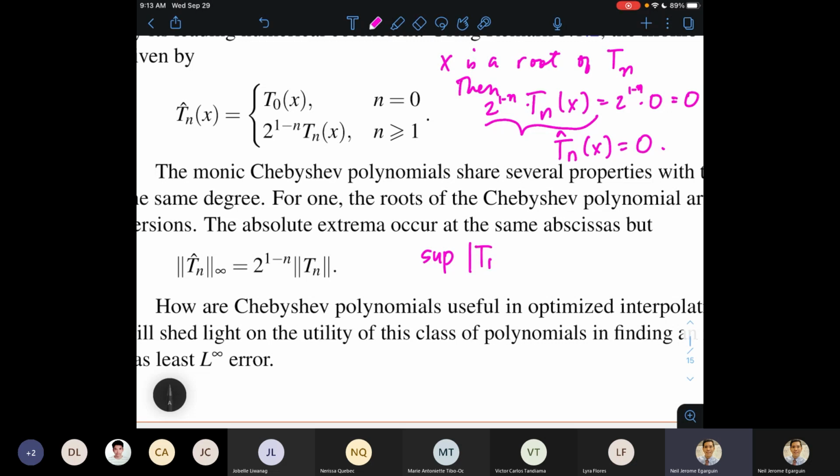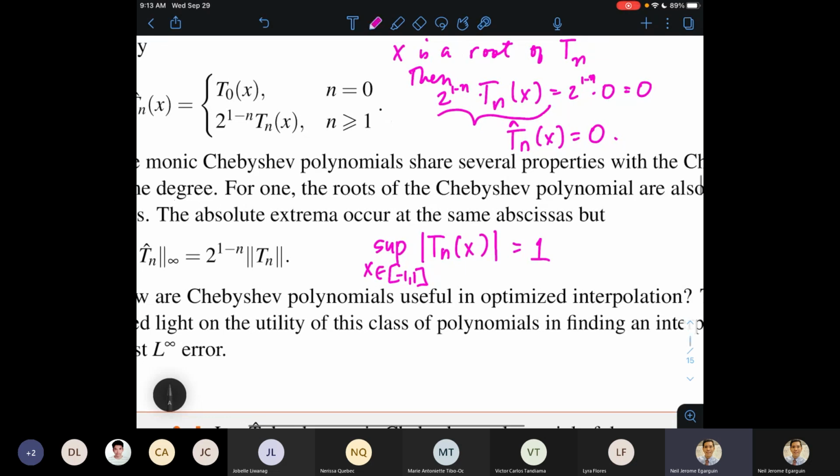Supremum ng absolute value ng T sub n of x in the interval negative 1 to 1 ay equal lang kay 1. Kasi ang maglalaban lang naman dito absolute value ng maximum at saka absolute value ng minimum. Pero ang maximum at minimum natin plus and minus 1. So if you take the absolute value, tied sila sa 1. So ito yung supremum ng absolute value. At remember, this is our definition of the L infinity norm. Okay. So that tells us that the L infinity norm of the Chebyshev polynomials is equal to 1.